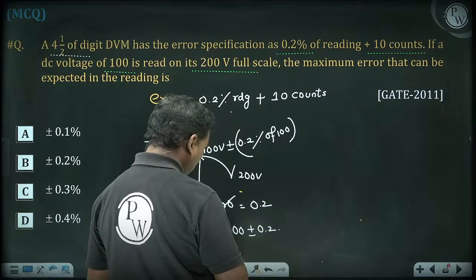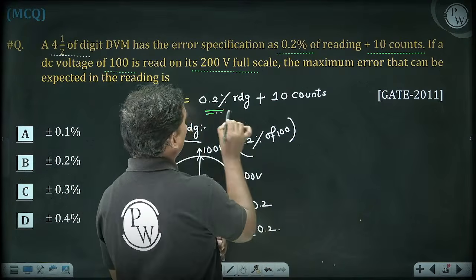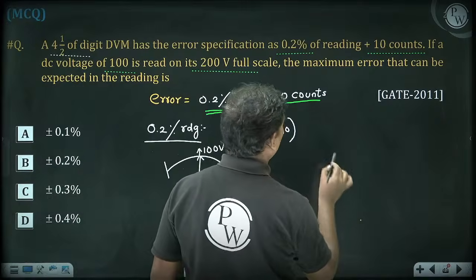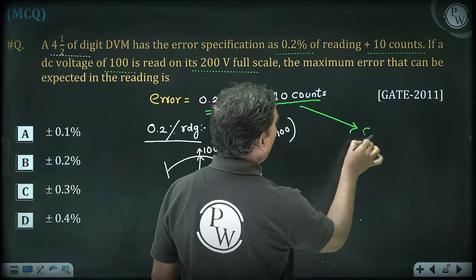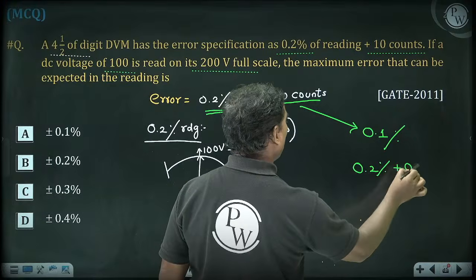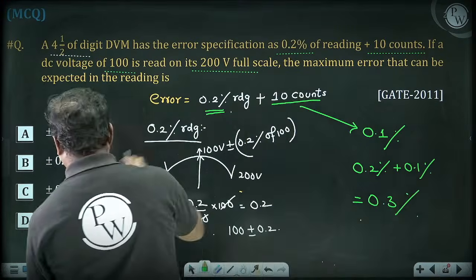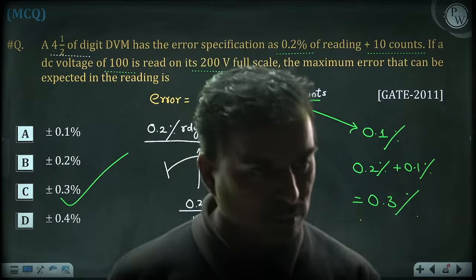The error in the reading is 0.2%. So this also we converted. So this converted to 0.1%. So the total error is what? 0.2% plus 0.1%. The answer is 0.3%. Option C is the right answer. How many of you understood this question? It's a very good question.